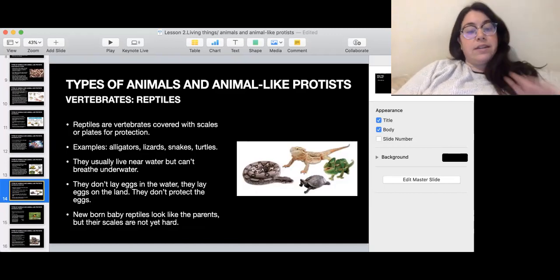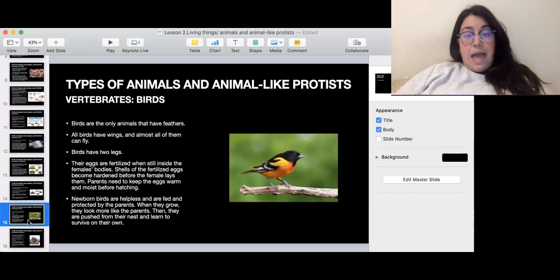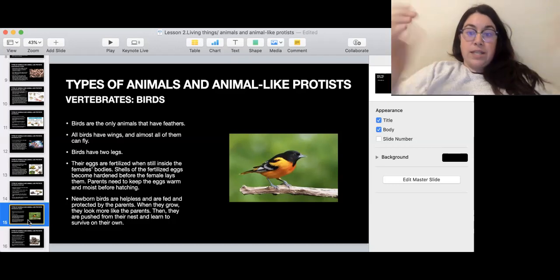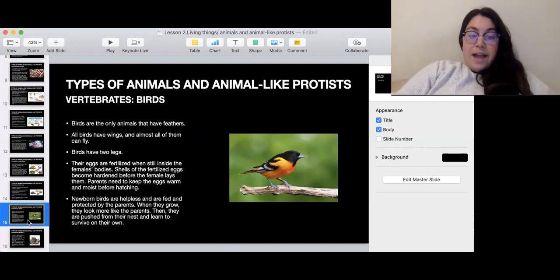They're not hard yet. And then we have birds. Birds are the only animals that have feathers. They all have wings, and almost all of them can fly, except some exceptions, like, for example, the penguin or the ostrich. They have 2 legs.